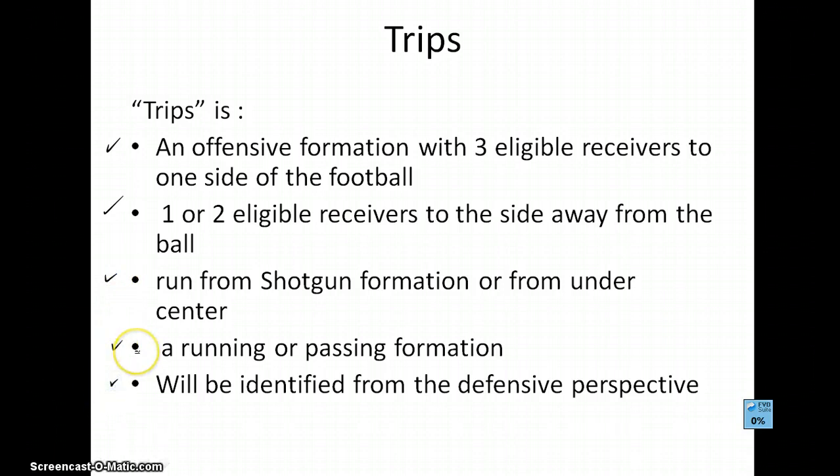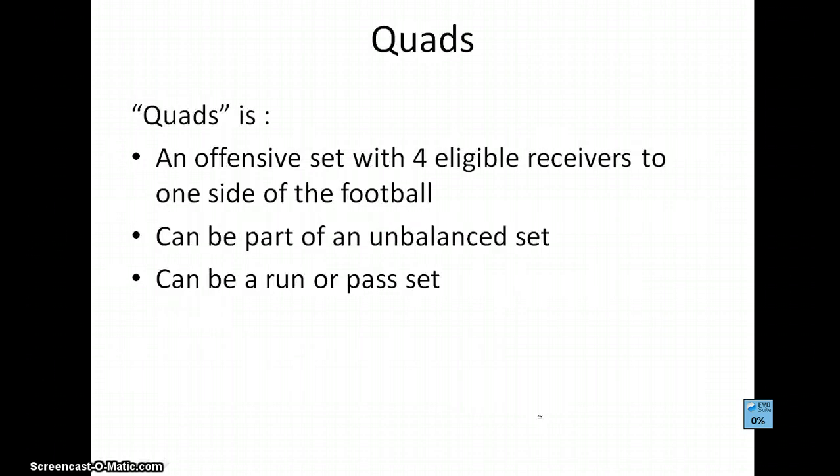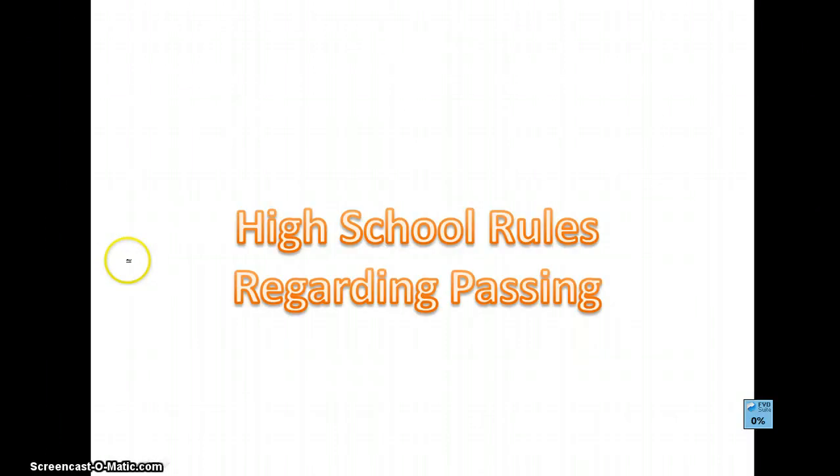Important to notice is that we're always going to identify from a defensive perspective, meaning as we look at the offensive set, we'll talk about left and right in terms of what we see from the defensive side of the ball. Quads, of course, is a little bit different. Quads means we have four eligible receivers on one side, can be part of an unbalanced set, as it often is, and again, can be pass or run.